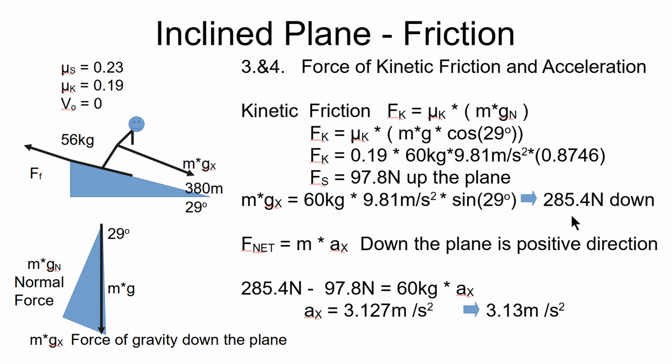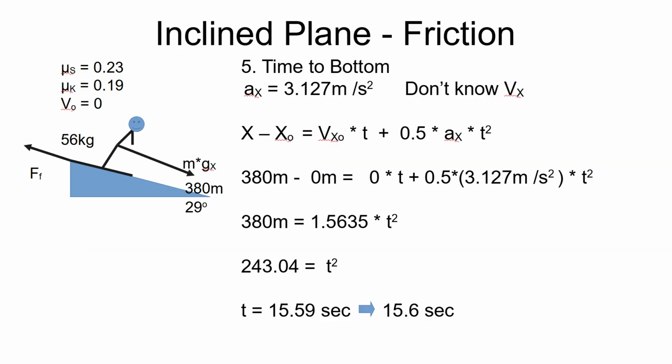Again, we use a net force calculation, and we find 285.4 newtons down the plane. Down the plane is my positive choice of direction. The force of friction is up the plane, so that's a negative number. And you can again pause and calculate the acceleration. I came up with 3.127 meters per second squared, keeping an extra digit for future calculations. But I asked my students to round off to 3 significant figures when they did homework problems. So 3.13 meters per second squared.